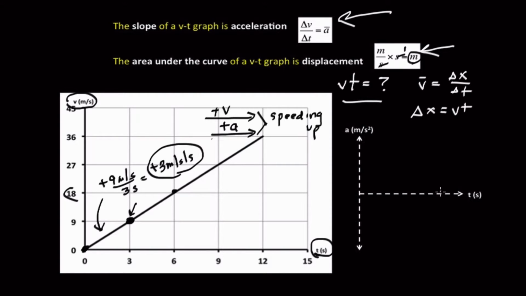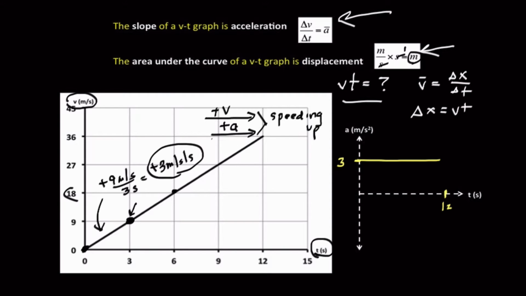Now I can make my corresponding acceleration time graph. I don't need a whole lot of points. It's constant for 12 seconds, so I'll put a 12 there to communicate that. And it goes at this constant acceleration of 3 meters per second squared for 12 seconds. That's what my corresponding acceleration time graph would look like.